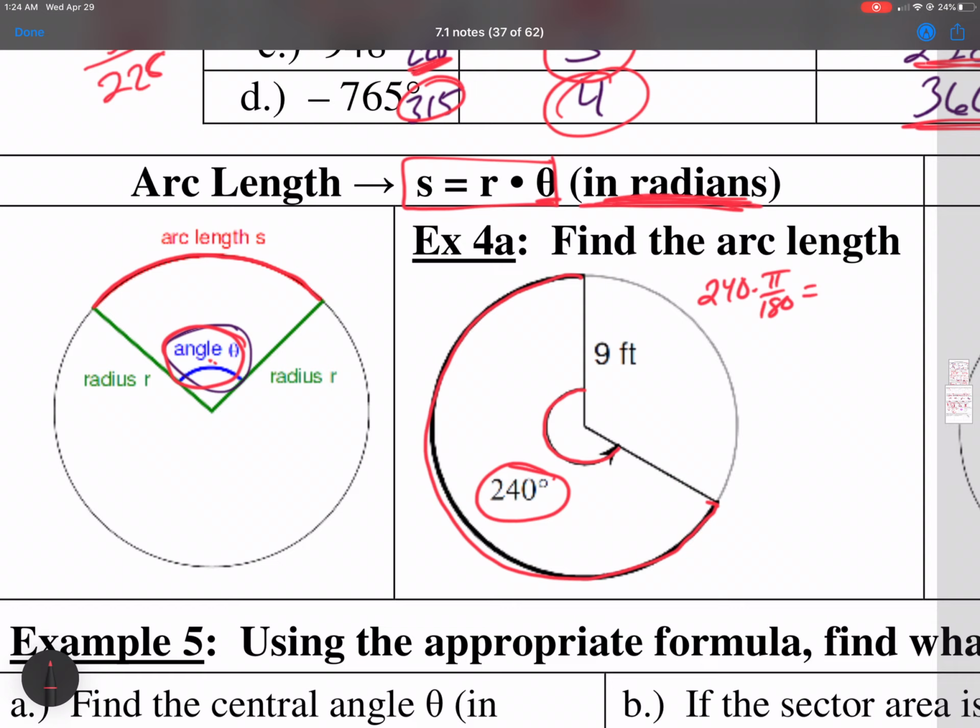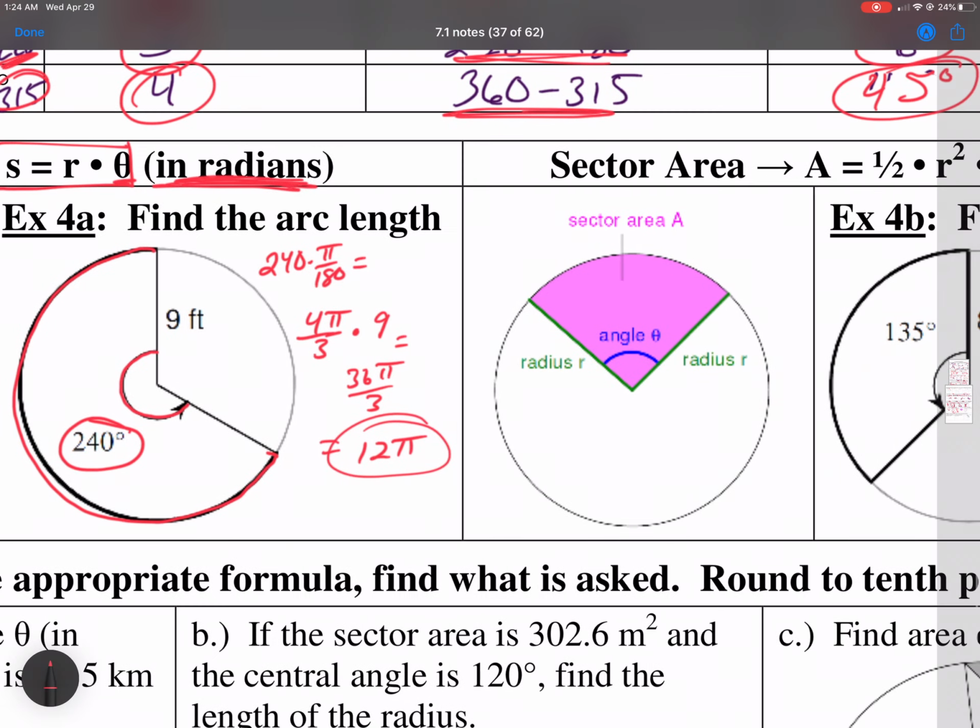That simplifies to 4 over 3. So 4 pi over 3. And now I'm just going to multiply that times 9, which gives me 36 pi over 3, which equals 12 pi. And that's my answer. And I'm going to leave it in terms of pi.